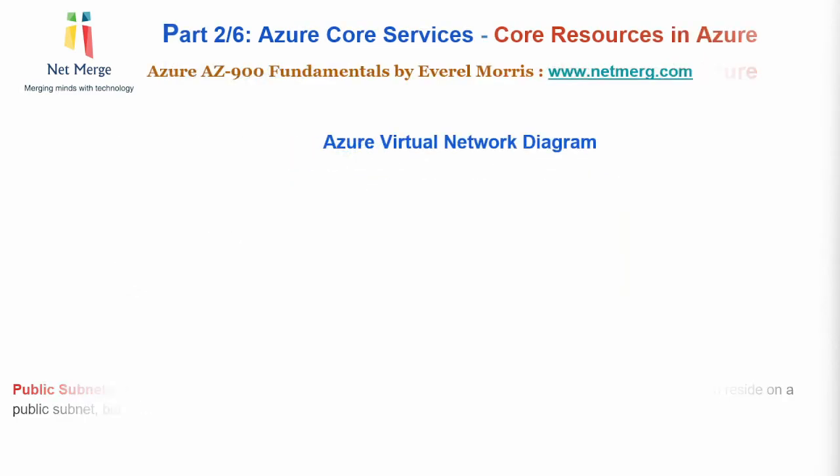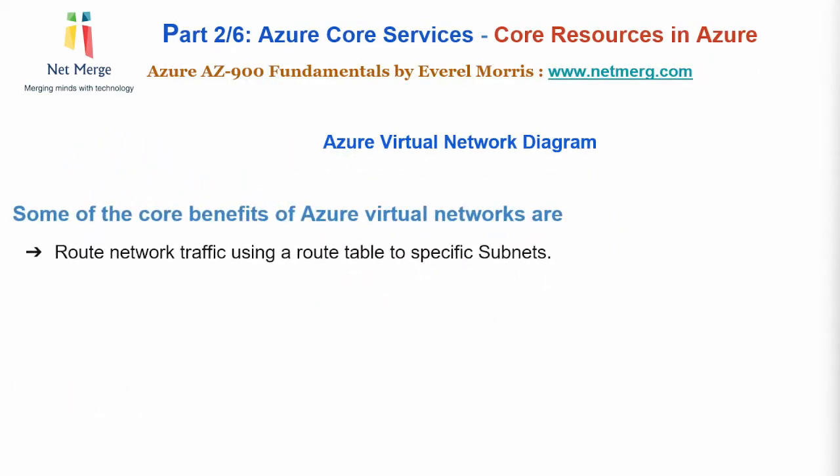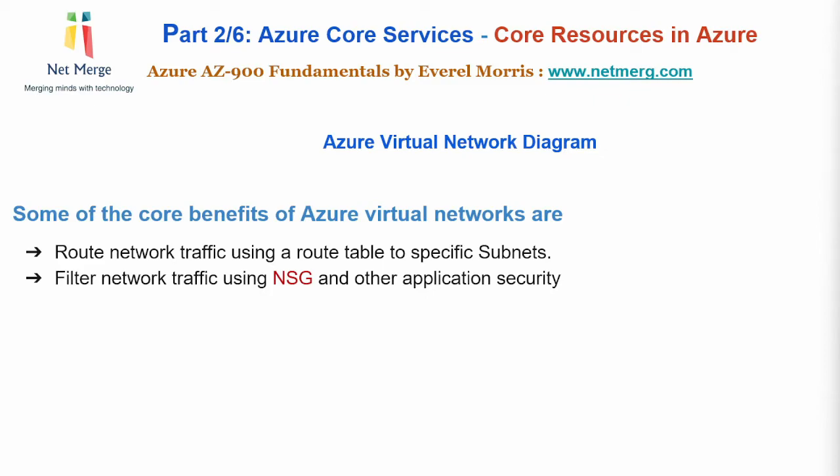Now let's move on to the virtual network diagram. Here are some of the core benefits of using an Azure virtual network. To route network traffic, you're able to use a route table, the subnet table. Filter network traffic using your network security group. We'll talk more about network security groups. It's like an internal firewall. We'll talk more about it later on in detail.